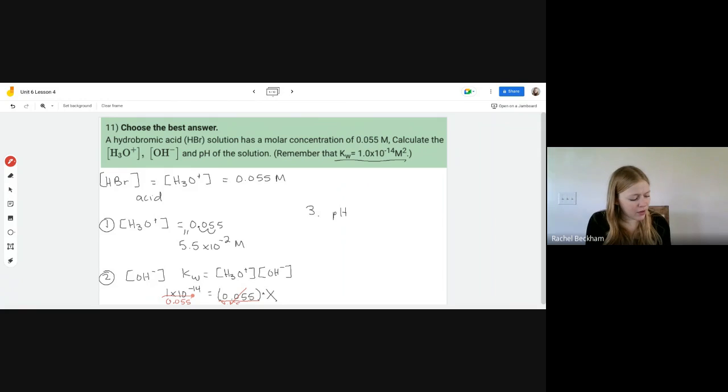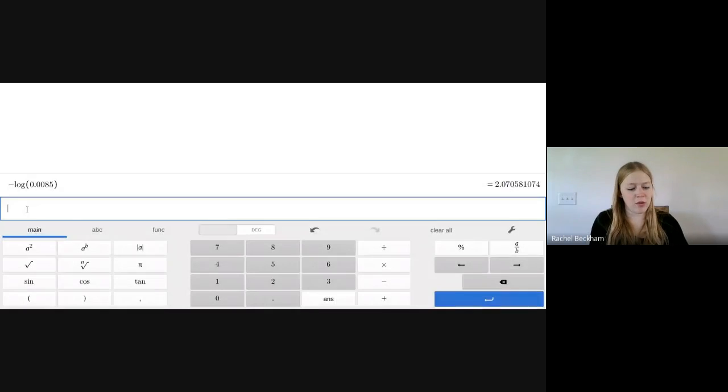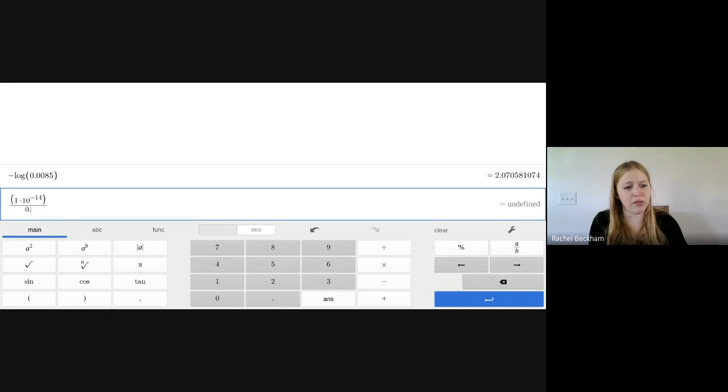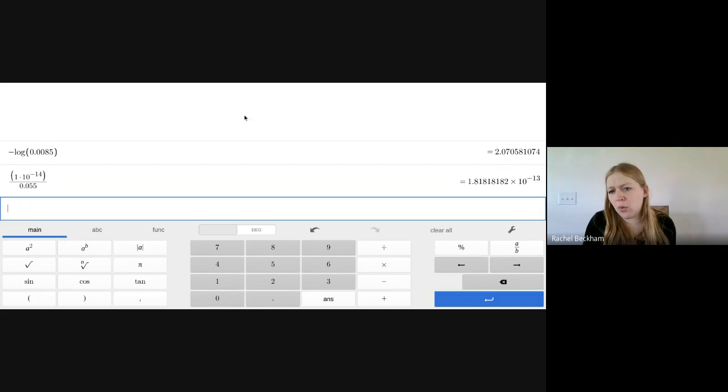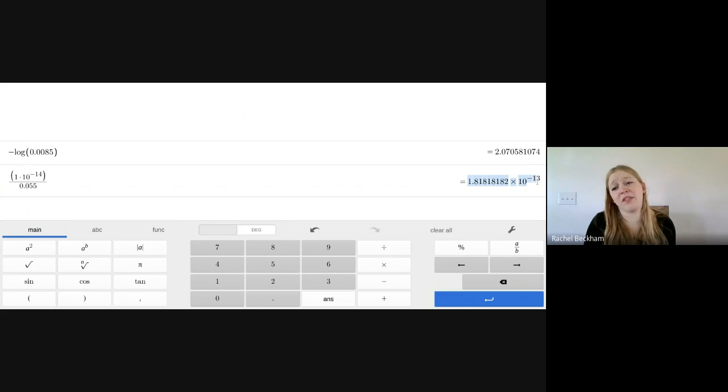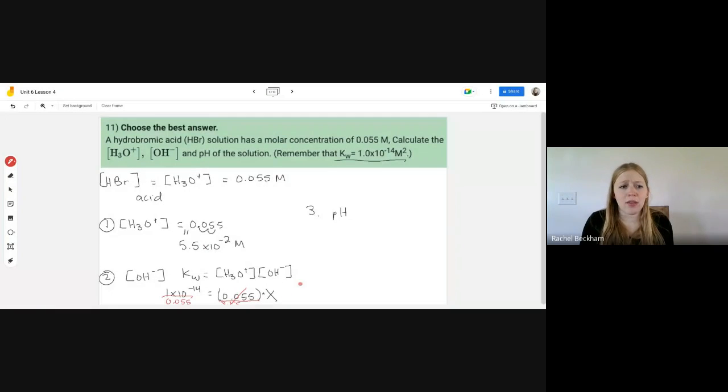So in my calculator, I'm typing in, and I'll just show you if you want, right here. I'm typing in 1 times 10 to the negative 14th divided by 0.055. And I get 1.818181812 times 10 to the negative 13th. I'm going to just round that to, let's say, 1.8 times 10 to the negative 13th. So in this situation, our X, which is hydroxide, is 1.8 times 10 to the negative 13th concentration. Okay. Let me double check that. Yep. Okay. So that's our answer there.